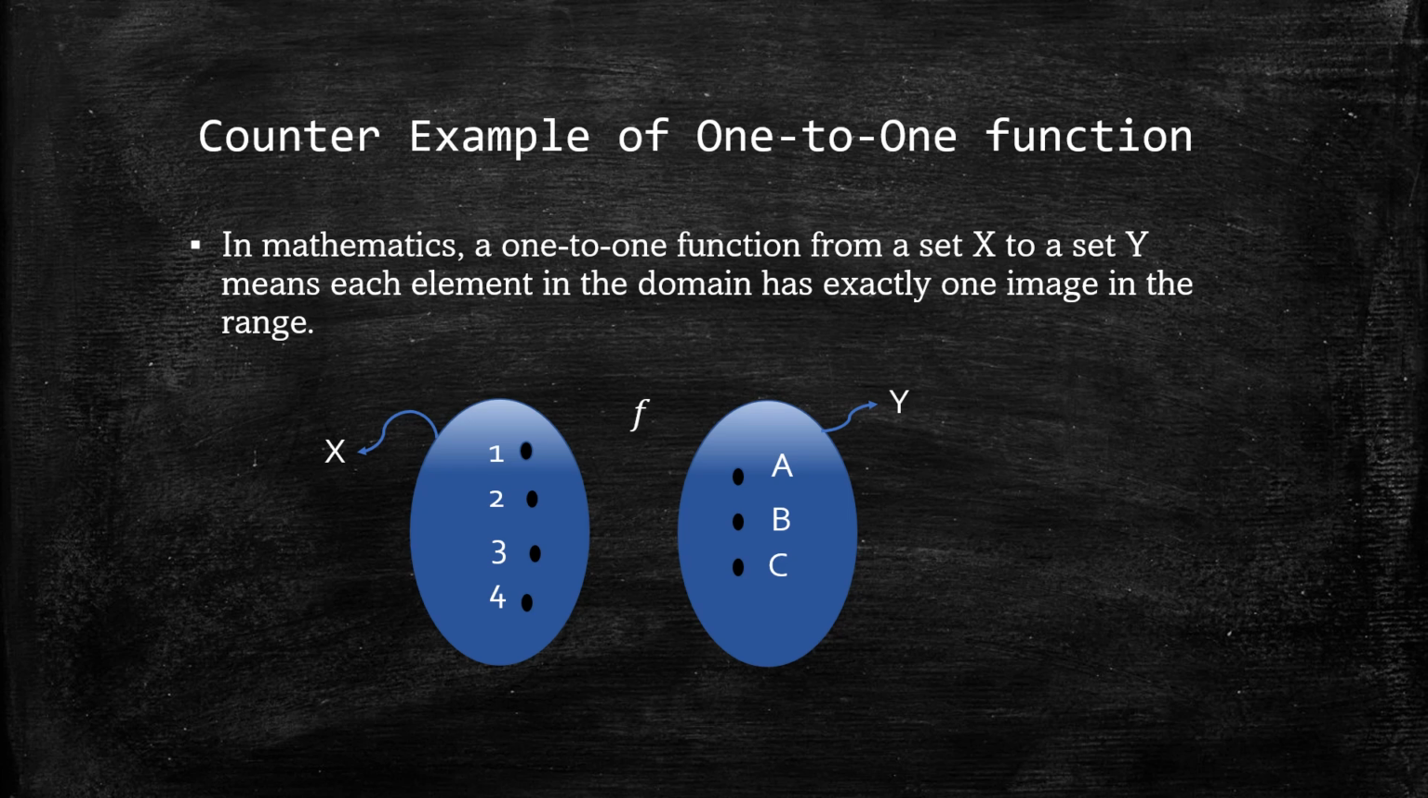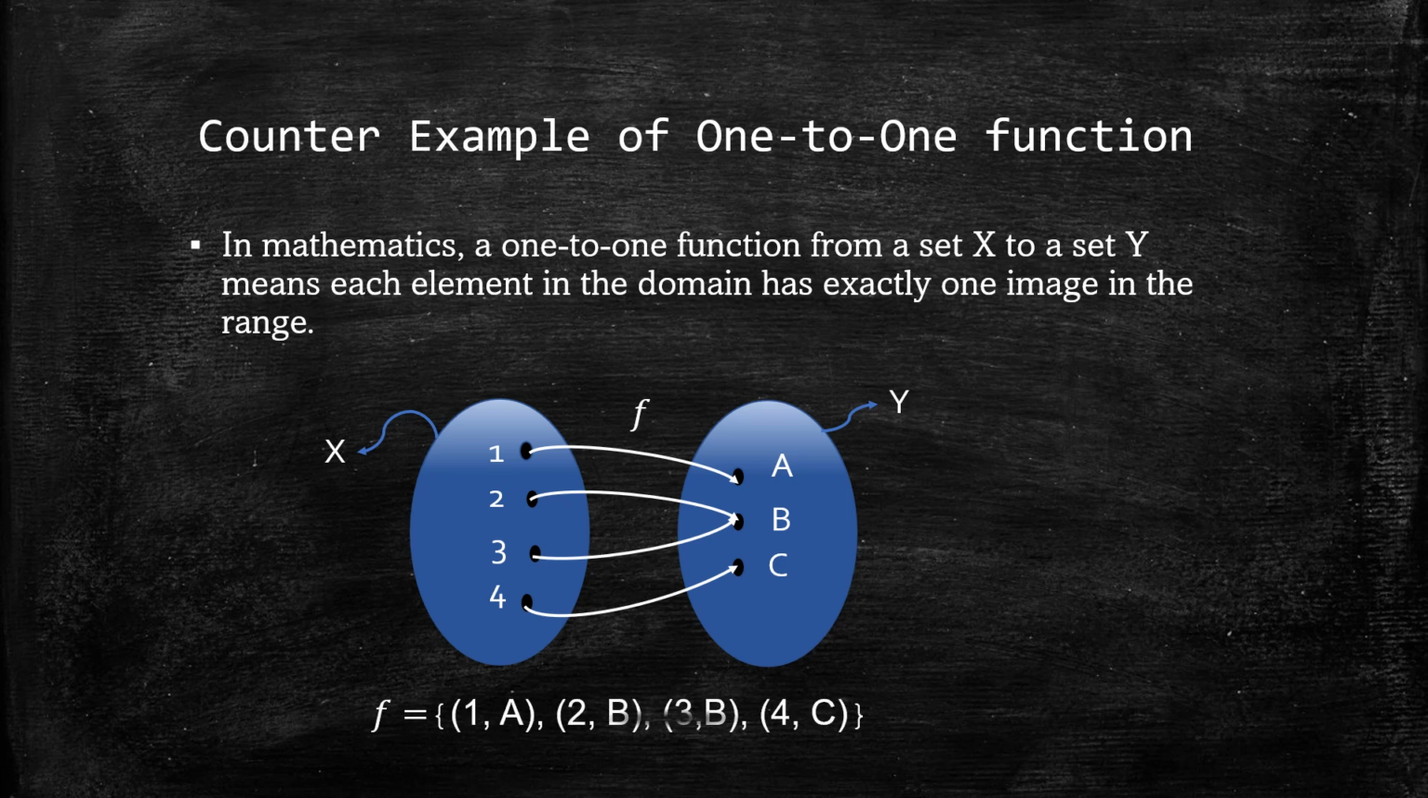Now let's see a counterexample of one-to-one. This is not one-to-one. Why? Because 2 is related to B, and also 3 is related to B. So this is an example of not one-to-one, and such a function does not have an inverse.